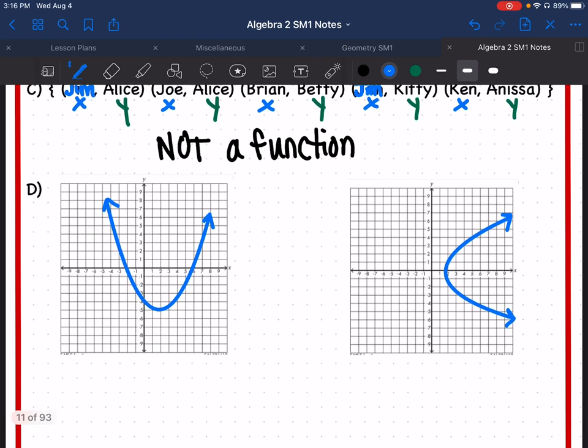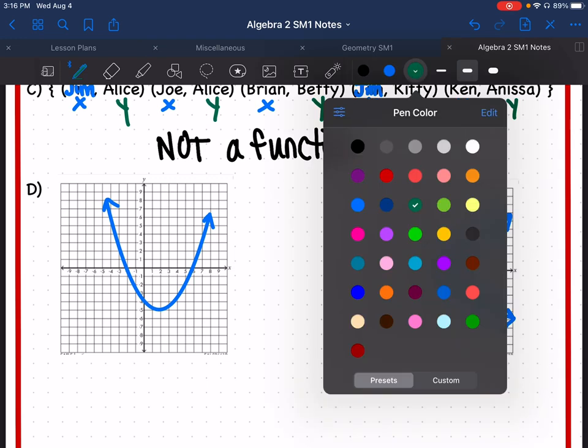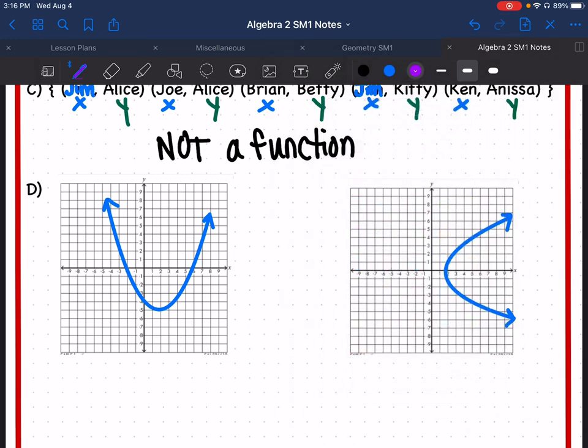Now, when you have a graph, you can do something called the vertical line test, which means all you have to do is take a vertical line, a line that goes straight up and down, and place it through the graph. If the vertical line touches your graph more than once, if it intersects it more than once, it is not a function. So let's go ahead, and I'm going to do this with a different color than green. Let me do it with the purple. Here is my vertical line.